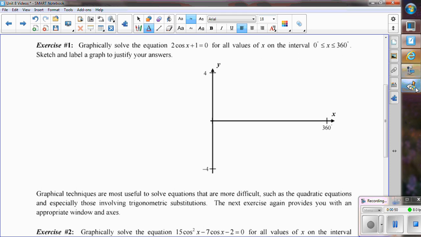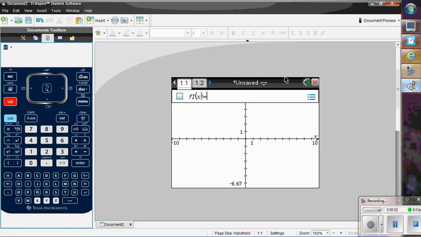So what we're going to do is hop over to a calculator, and you can see I've already brought up my calculator screen. What you want to do is check your mode. If I check right here, it says my angle is in radians. So we're going to go in and make sure that our graph is in the proper mode.